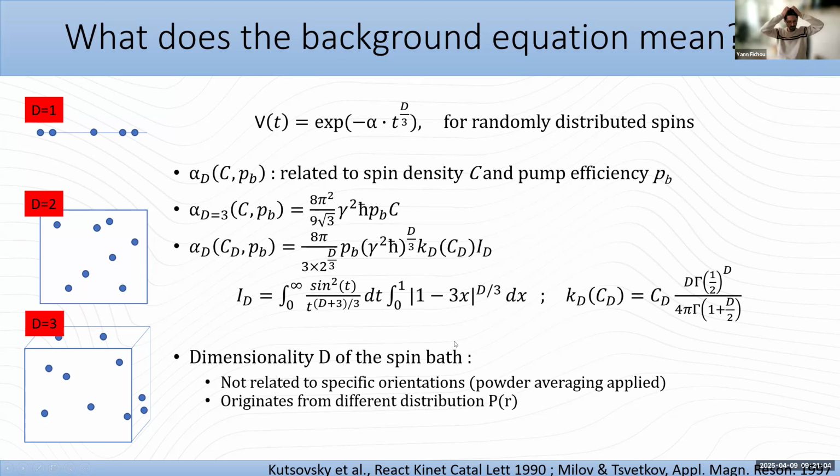So for me, it was a bit weird to reconcile this with this notion of dimensionality, and so we've made some simulations to show that it actually doesn't originate from the fact that the spins are physically on a line or in a volume, but rather from the fact that if they're on a line or in a volume, the distance distribution is different. Let me explain what I'm saying.